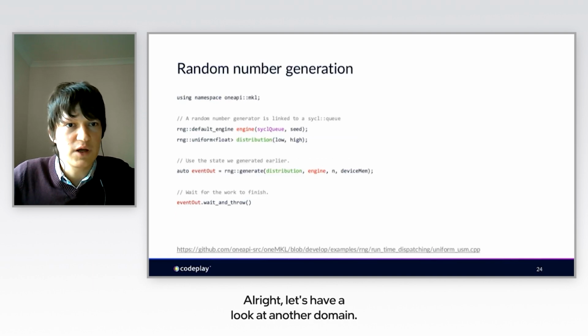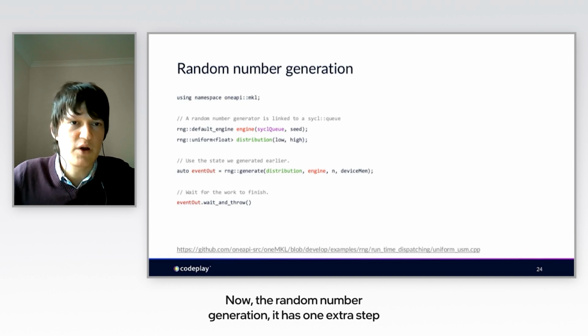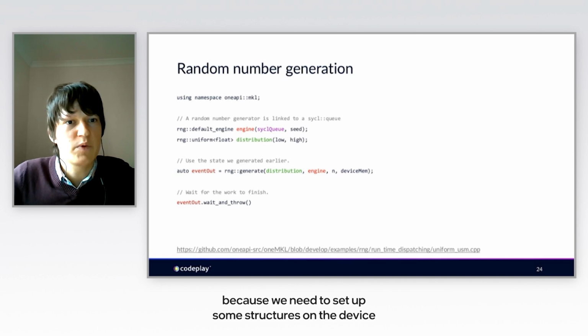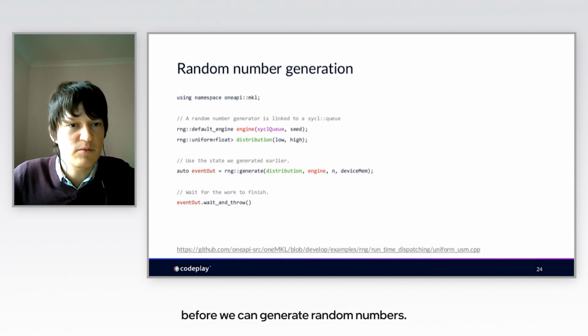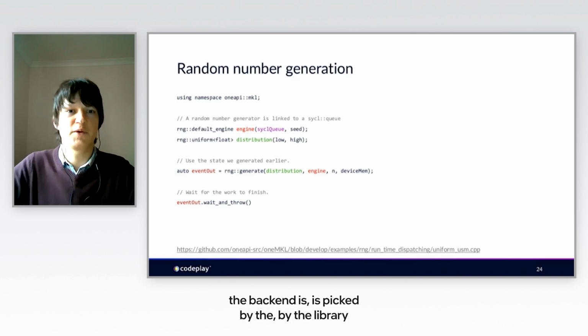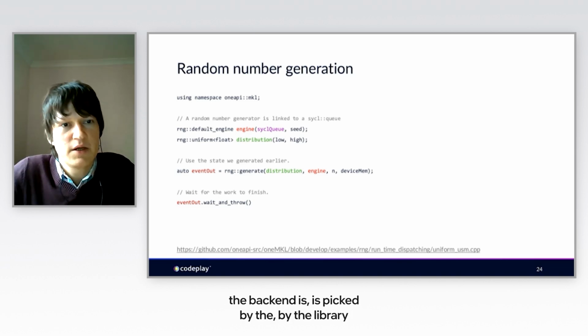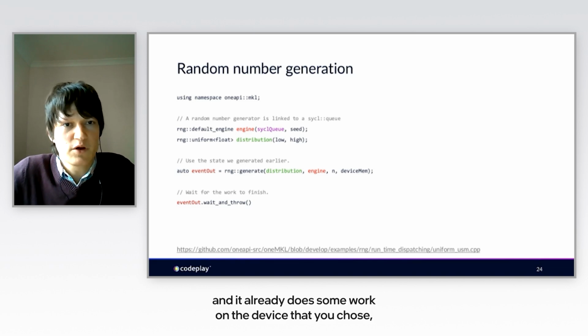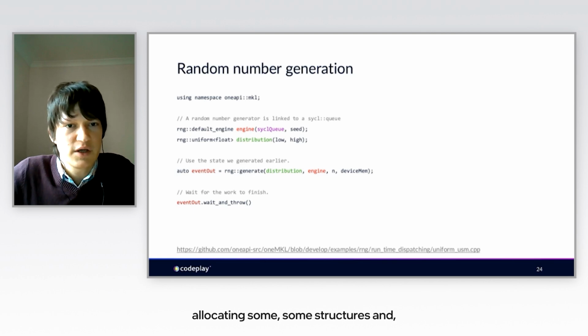All right, let's have a look at another domain now, the random number generation. It has one extra step, because we need to set up some structures on the device before we can generate random numbers. So what we do is we create this engine object passing the queue. At this point already, the backend is picked by the library, and it already does some work on the device that you chose, allocating some structures and pre-computing, setting some things.